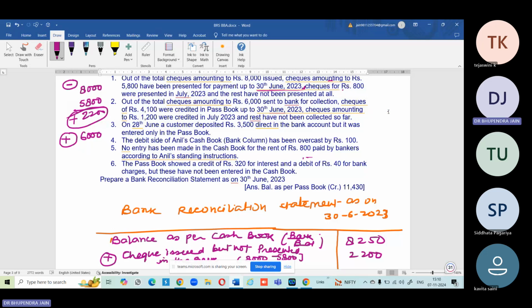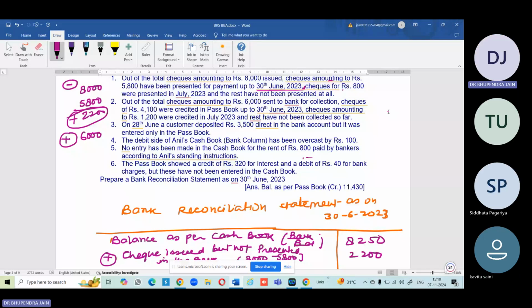Out of the total check amount of 6,000 sent to the bank for collection, checks of rupees 4,100 were credited in the passbook up to 30th June 2023. We have increased the cash book bank balance by 6,000, but the bank has increased the balance by only rupees 4,100. 1,200 were credited in the month of July, and the rest have not been collected so far.